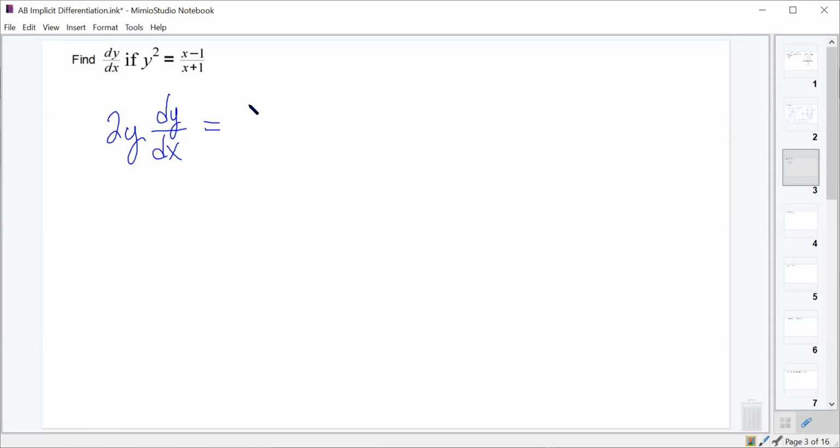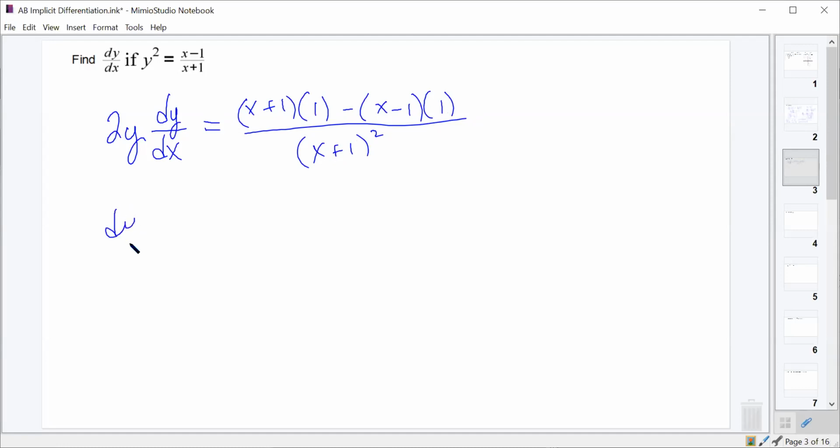And what about the derivative of x minus 1 over x plus 1? That should be the quotient rule, yeah? X plus 1 times the derivative of x minus 1, minus x minus 1 times the derivative of x plus 1, and all over x plus 1 squared.